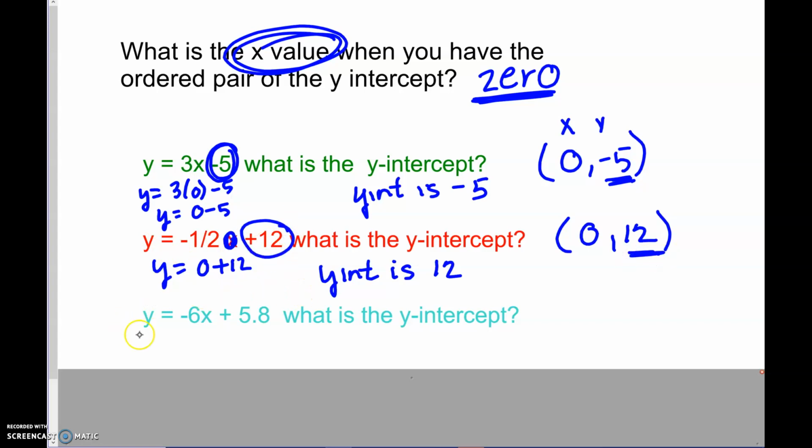Can anybody guess, looking at this last equation without doing any work, what the y-intercept is? The y-intercept is, drum roll please, 5.8. So we could write the ordered pair as (0, 5.8).